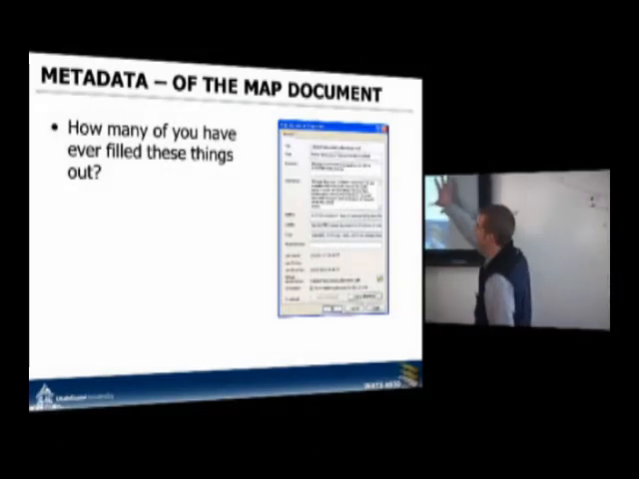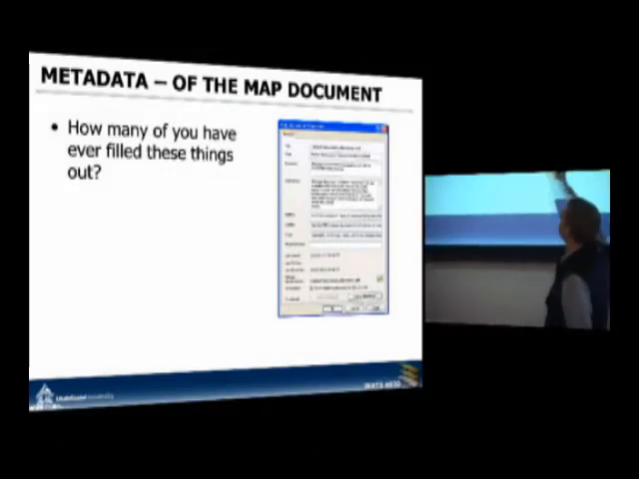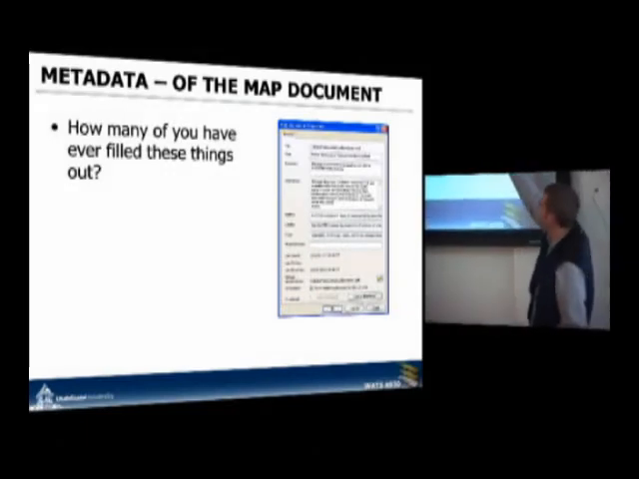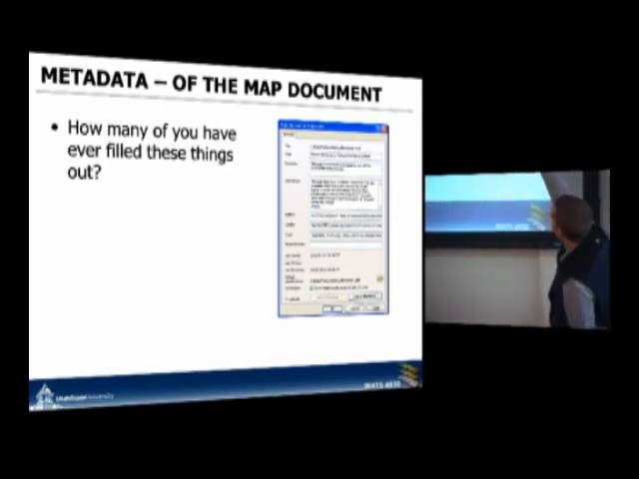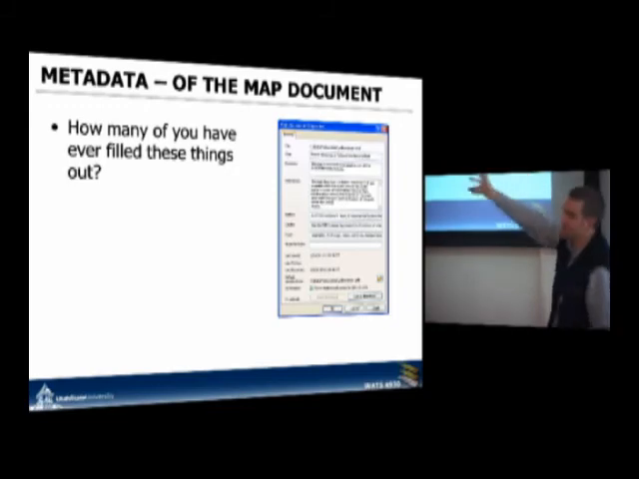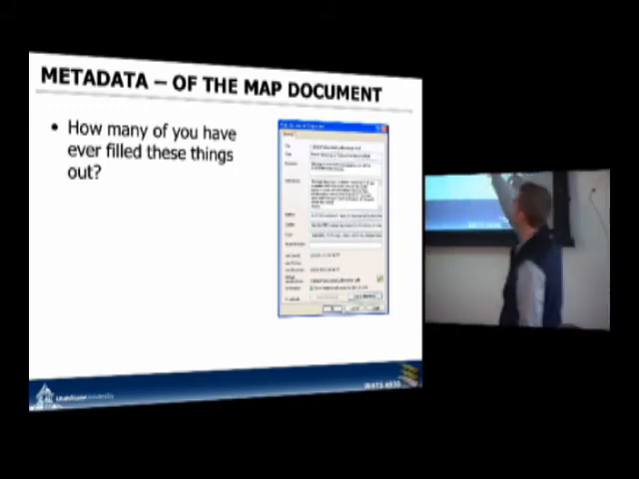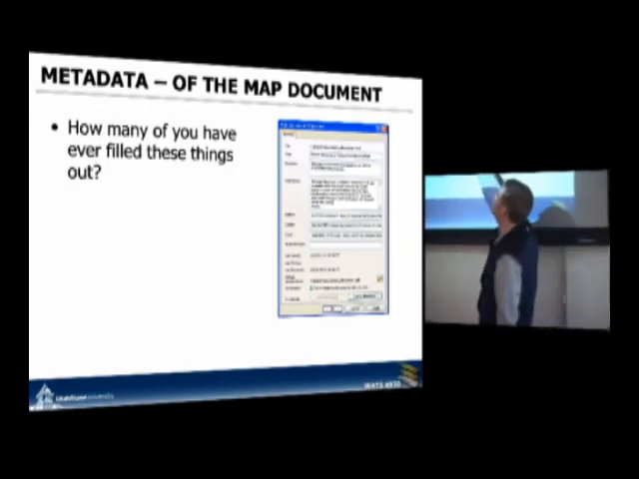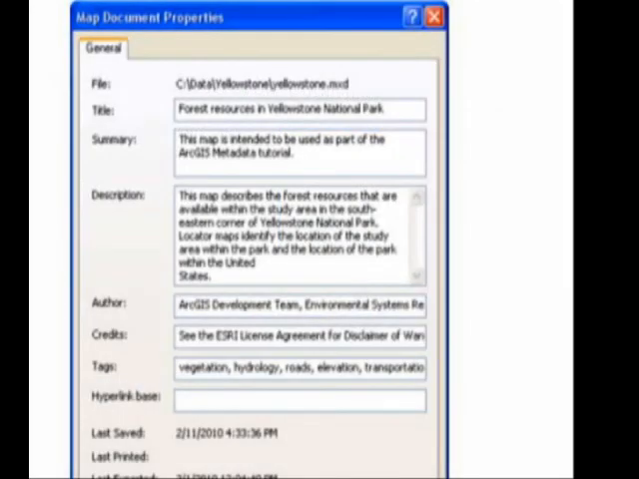You can go and view that item description. There's also metadata associated with the map document. And so if you go to the map document properties, there's a whole bunch of stuff there: the file name, the title, the summary, a description, author, credits. Have any of you ever filled out anything on this form, or do you always just only click store relative path names? I already know the answer. You haven't ever looked at this.